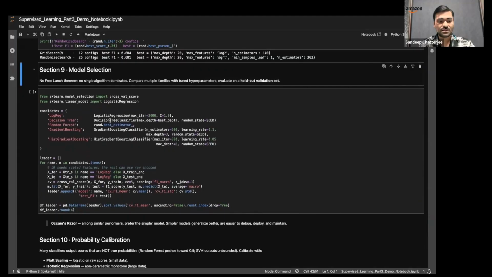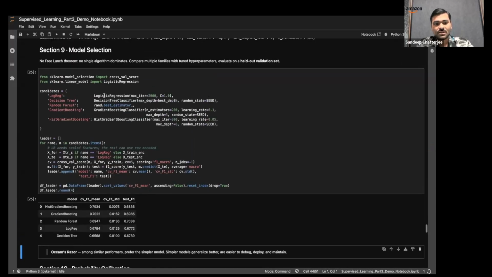Then we are doing model selection. Remember the no free lunch theorem: there is no single algorithm that is best for every problem. So we try different model families, compare, and then pick the best. There is another key principle, Occam's razor: among models with similar performance, we prefer the simpler one, because simpler models are easier to deploy, debug, monitor, and explain.